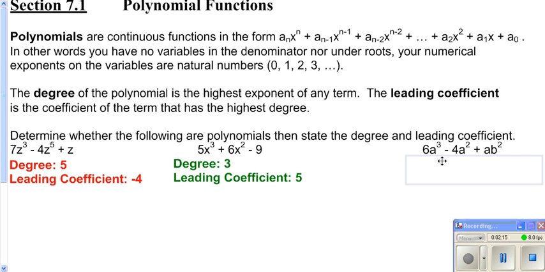The far right one here has no variables in the denominator, no variables in roots, and it has positive whole number exponents. However, we would not consider this to be a polynomial of one variable because we have two different variables occurring. So for what we're looking at, we're not going to consider that this is a polynomial.